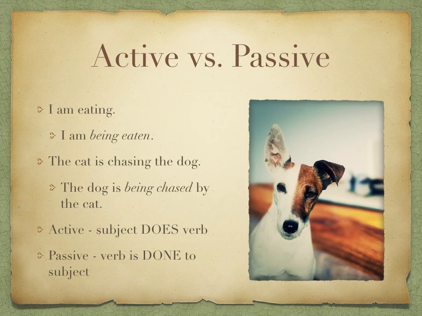So in the first example, something is eating me, we don't know what that is. Instead, I am passively undergoing that action. In the second example, the dog is passively undergoing the chasing. He's not doing the chasing, he's undergoing it. It's being done to him. And the "by the cat", the noun that is doing a passive verb, has "by" in front of it in English, and that is known as the agent. And we'll look at what that looks like in Latin as well.